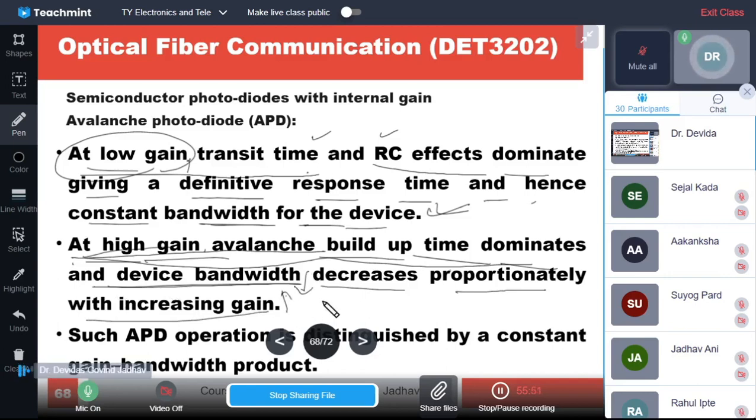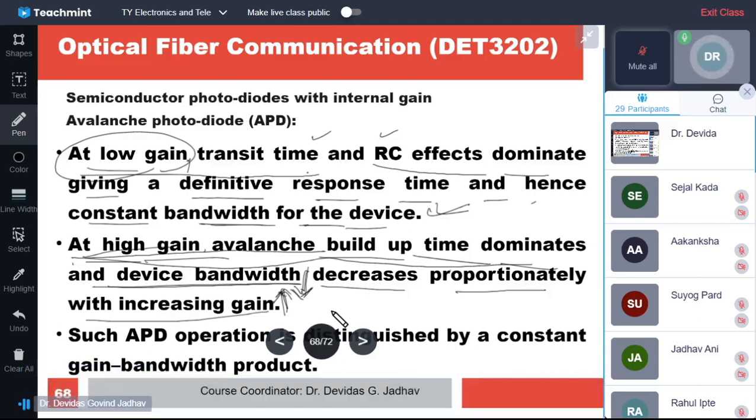Bandwidth decreases as we go on increasing the gain. As we increase the avalanche build-up process, the avalanche build-up time will increase, and if the avalanche build-up time increases, the bandwidth decreases. And it is a very long time, and it dominates the bandwidth response time as compared to RC time and transit time.